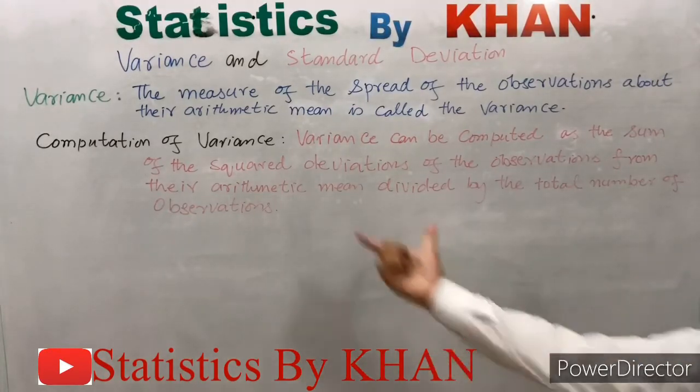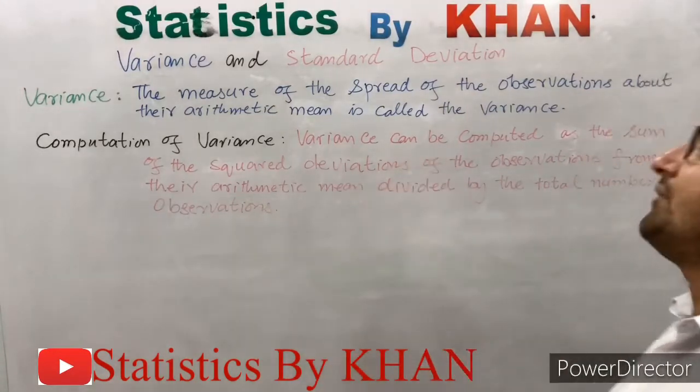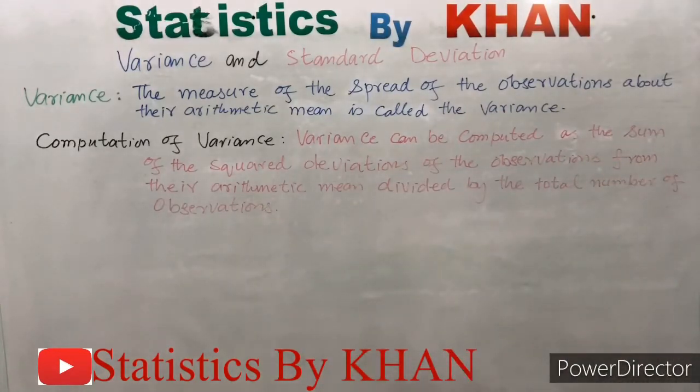That is, subtracting the arithmetic mean from each of the observations of a data set and then squaring the resulting deviations, then adding them all and dividing that total by the total number of observations. So then this will give us variance.